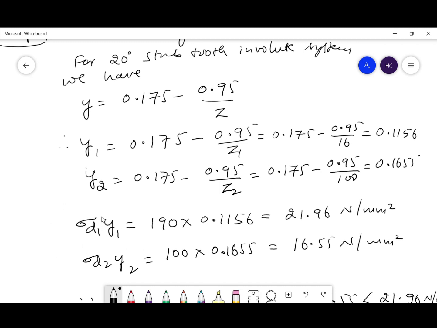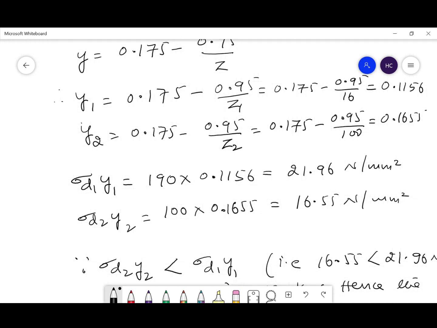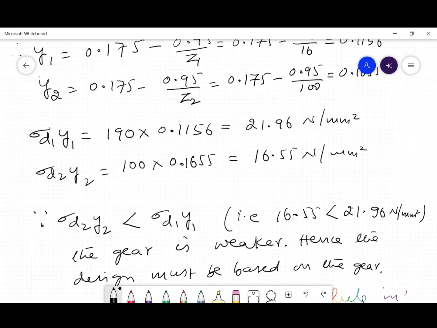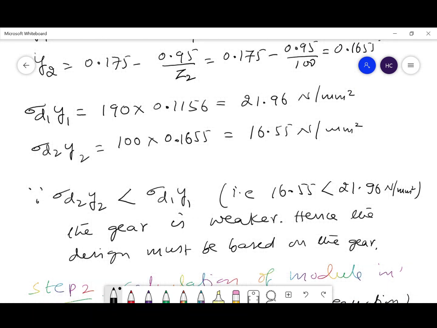Now the product sigma D1 Y1 is 190 into 0.1156 gives us 21.96 Newton per millimeter squared, and sigma D2 Y2 is 16.55 Newton per millimeter squared. This is for pinion and this is for gear. We see that sigma D2 Y2 is less than sigma D1 Y1, that is 16.55 is less than 21.96 Newton per millimeter squared. So obviously gear is weaker, hence the design must be based on the gear.